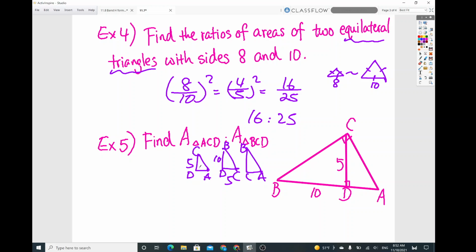So comparing the heights, we have 5 over 10. Once you square it, we have 1 over 2 quantity squared. So the ratio of the areas would be 1 over 4, so 1 to 4. So triangle ACD versus triangle BCD, the small triangle compared with the medium triangle, the ratio of the areas would be 1 to 4.